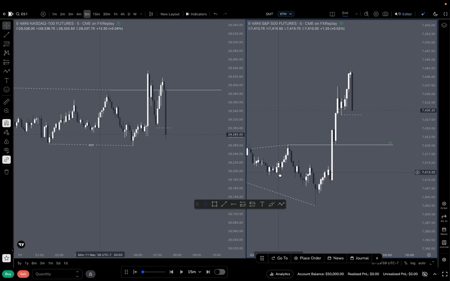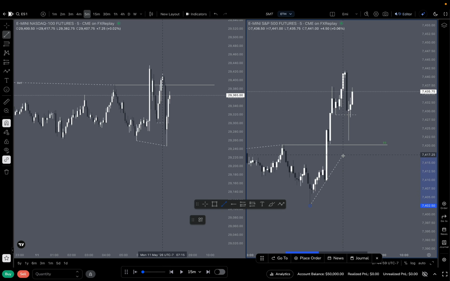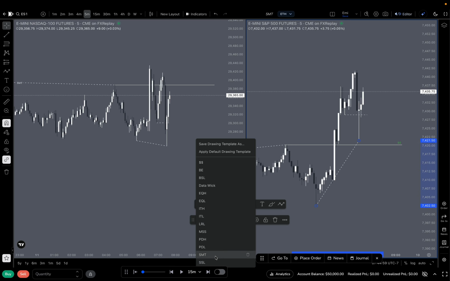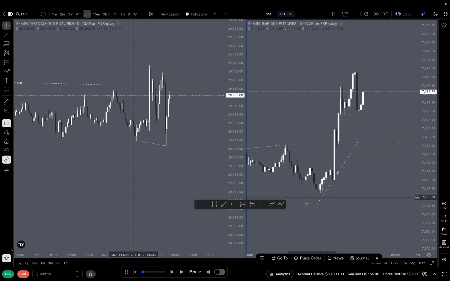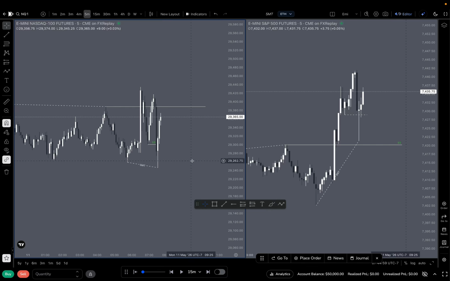Let's see if the assets correlate or if ES continues pushing higher. You can see that NQ ended up pushing even lower, putting in an SMT here, and putting in a bullish SMT on the correlated asset. ES no longer has to come and take this draw on liquidity because we know that NQ already did that. And that kind of summarizes the bullish SMTs and the bearish SMTs.